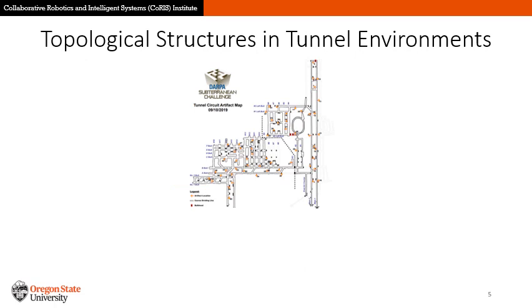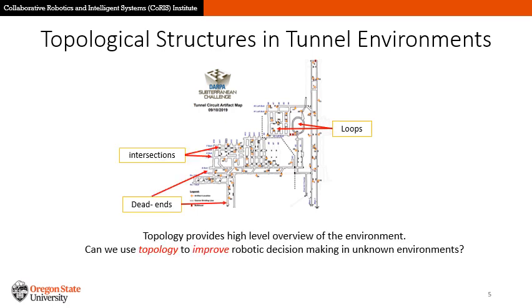Thankfully, tunnel environments exhibit interesting topological structures. The figure shows a tunnel network having loops, dead ends, and intersections as shown. Topology can provide a high-level overview of the environment. Can we use topology to improve robotic decision-making in unknown environments? This is the main question we want to answer. A short answer is yes.